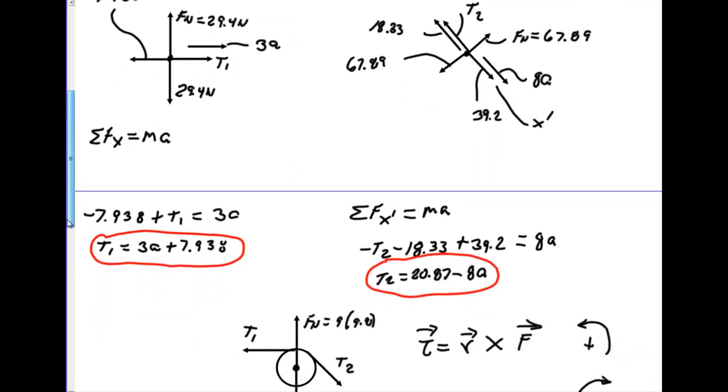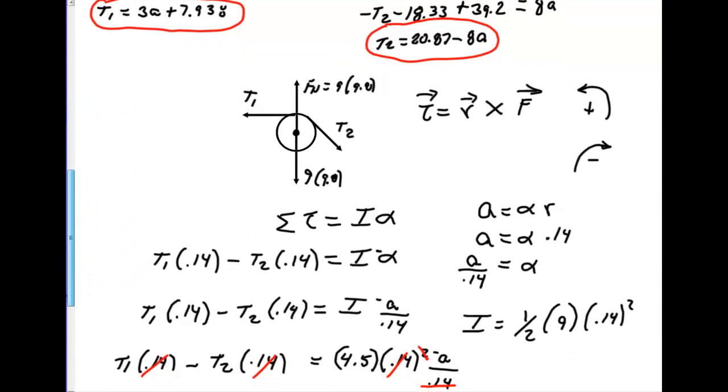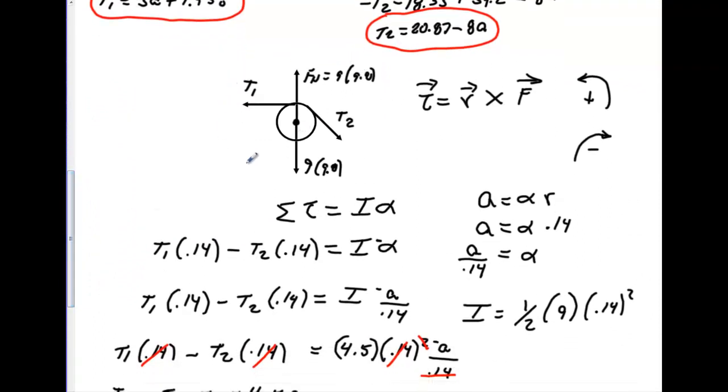Then just come down, draw yourself another free body diagram of the pulley itself, and make sure that you have the T1s and T2s going the opposite direction as what they were at the other masses. Then go back knowing that the summation of torques is going to be equal to the moment of inertia times angular acceleration. Substitute angular acceleration in terms of a, and then the whole problem just kind of falls apart.